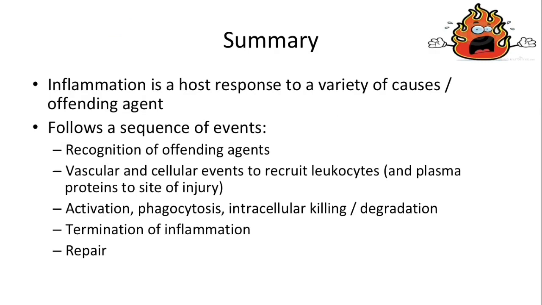So that concludes part 1 of the lecture on acute inflammation. To summarize, in this part of the lecture, we have covered the causes of inflammation and also the pathogenesis of the sequence of events that occur in inflammation, which include the recognition of the offending agents, the various vascular and cellular events to recruit leukocytes and plasma proteins to the site of injury, its subsequent activation, phagocytosis, intracellular killing and degradation, followed by termination of inflammation and repair, which we will cover in our subsequent lecture.